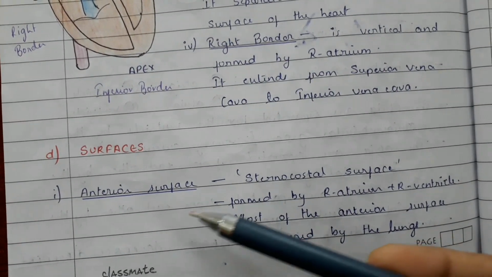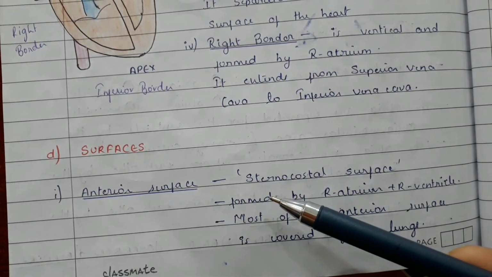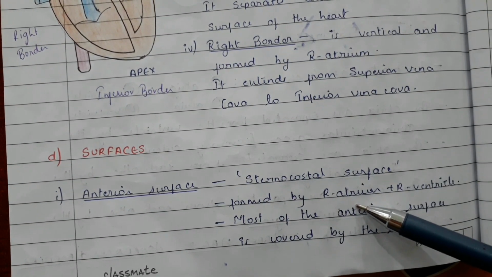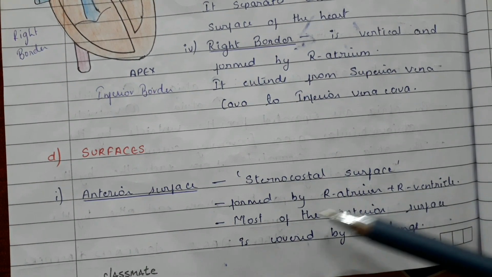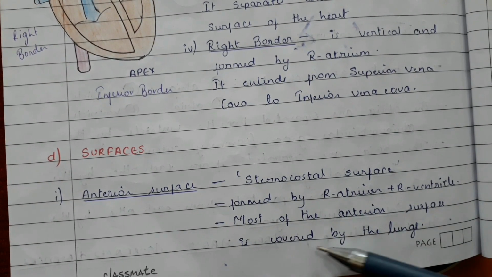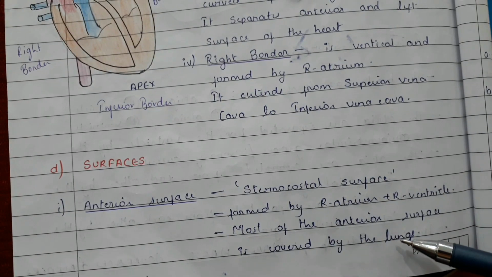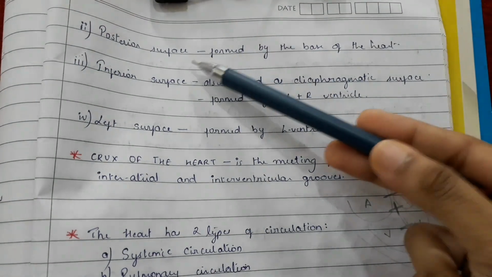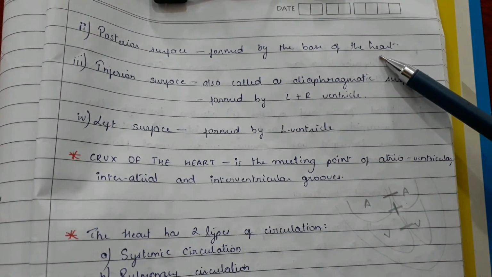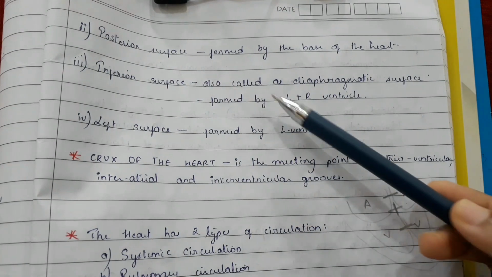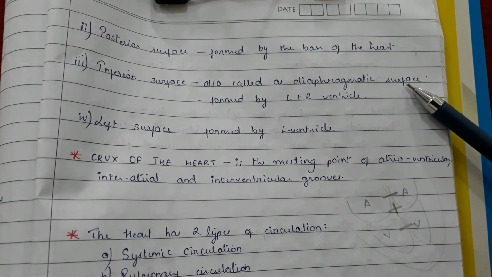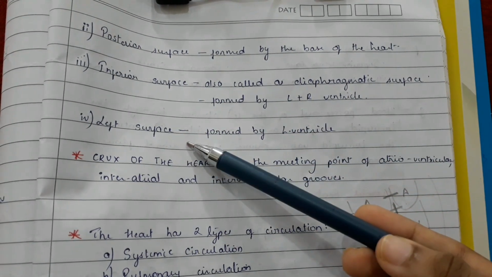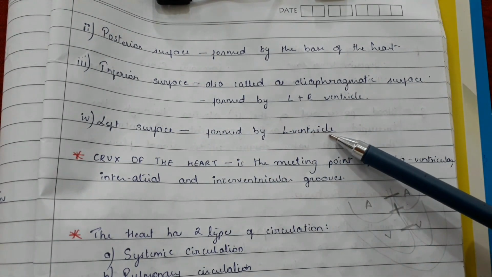Surfaces. First we have the anterior surface, which is also called the sternocostal surface. It is formed by the right atrium and the right ventricle. Most of the anterior surface is covered by the lungs. Now the posterior surface is formed by the base of the heart. The inferior surface is also called the diaphragmatic surface, which is formed by the left and the right ventricle, and the left surface is formed by the left ventricle.